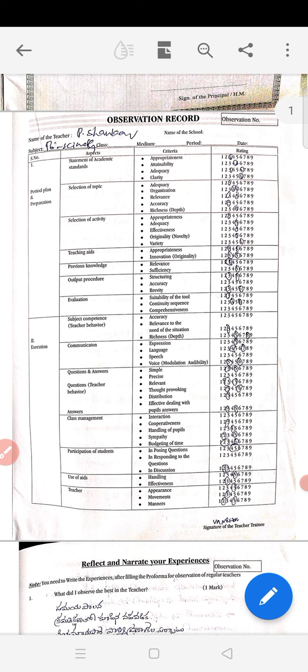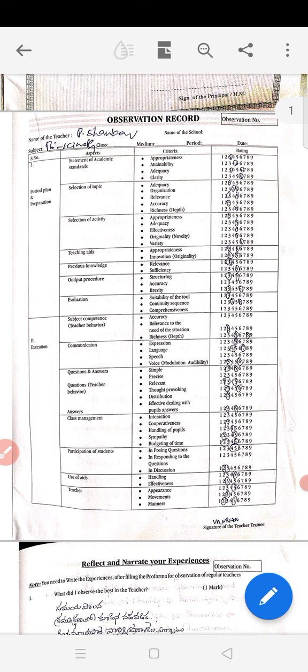Observation number 1 means period number 1, so you mention 1. Next, name of the teacher. That depends upon the allotted school. We haven't been allotted any school now, so follow the suggestions of your college itself. By the suggestion of your college you are going to write the name of the teacher, the name of the school, which school is actually allotted for you, and the name of the subject, whether it is bioscience or maths, whatever it may be.